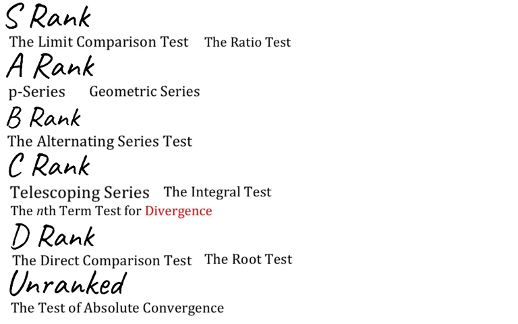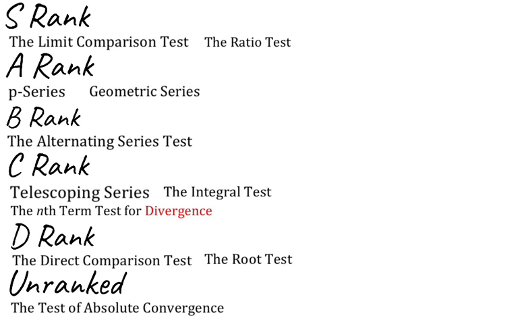For B rank, I had the alternating series test. I think of that as the dividing line between the series tests I really want to use and the series tests that exist and sometimes I have to use. C rank, I had telescoping, integral test, and the nth-term test for divergence, which was really only there because it can only tell you divergence. It can't tell you anything about convergence.